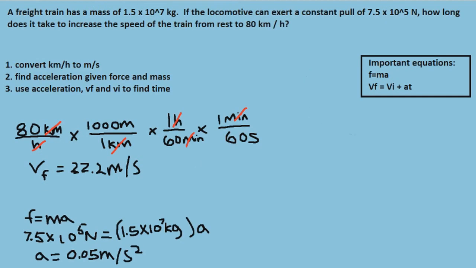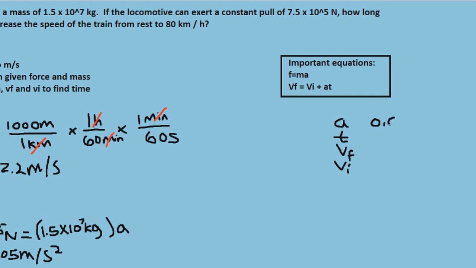So, we are going to make a little table of the variables we have, which is the acceleration, the time, the VF, and the initial velocity. So we have our acceleration now of 0.05 meters per second squared, and we want to find the time. We have our desired final velocity of 22.2 meters per second, and our initial velocity of 0 because it starts from rest.